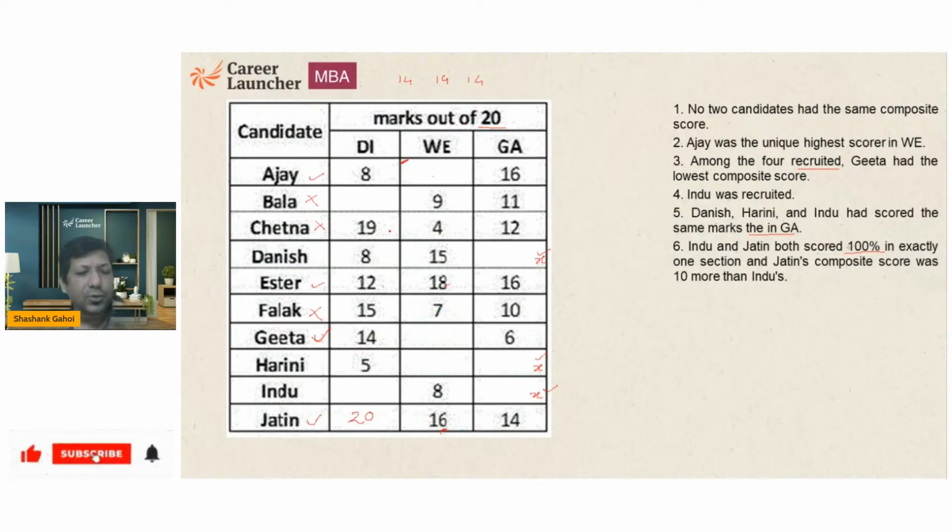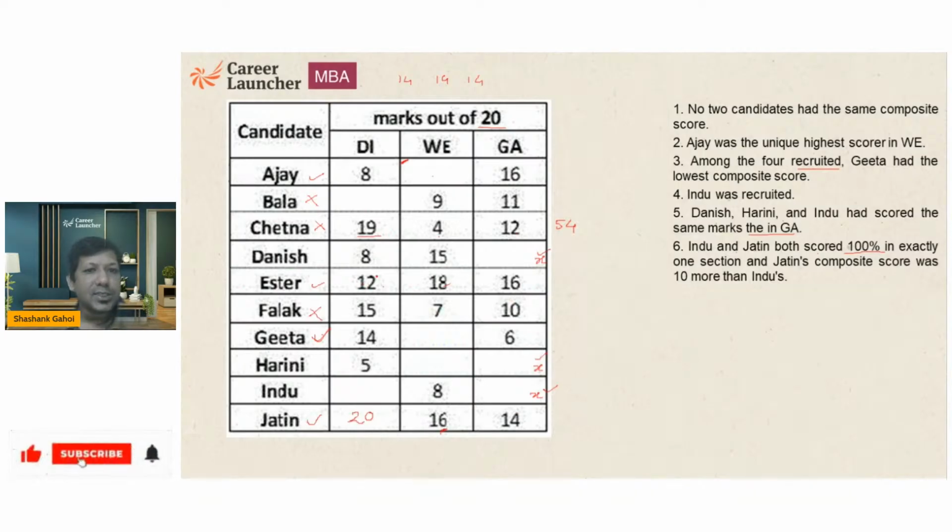Calculate composite score. Composite score कैसे? DI के स्कोर को डबल करो, बाकी दोनों एज इट इज ऐड कर दो. So 19 2 38, 38 plus 12 is going to be 50, 50 plus 4 is 54. ठीक है. इसका स्कोर आ गया.